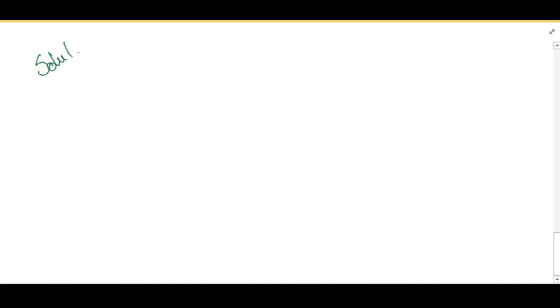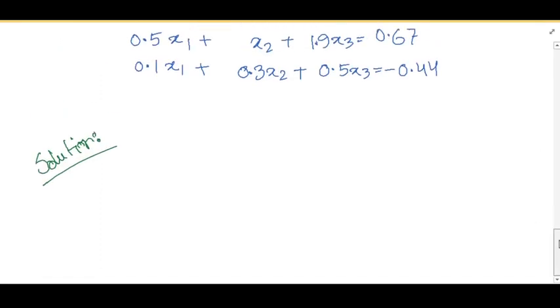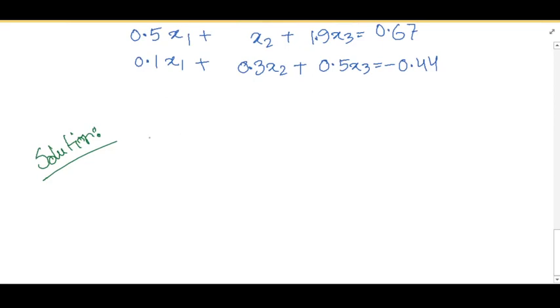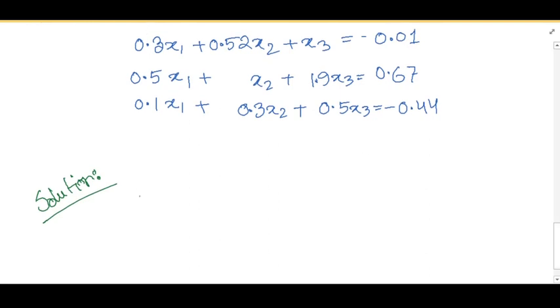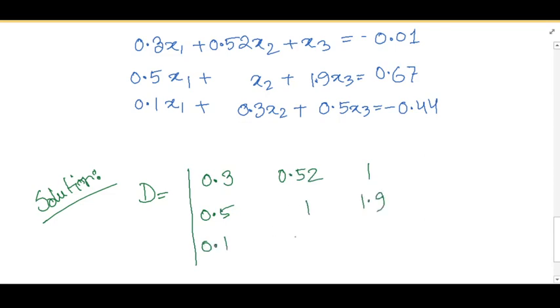The solution will be starting from here. First of all, the determinant, the coefficient matrix. I don't want to write the coefficient matrix in separated form now. Rather, I directly determine the determinant of the coefficient matrix. The determinant of the coefficient matrix will be like this: 0.3, 0.52, 1, 0.5, 1, 1.9, 0.1, 0.3, 0.5.